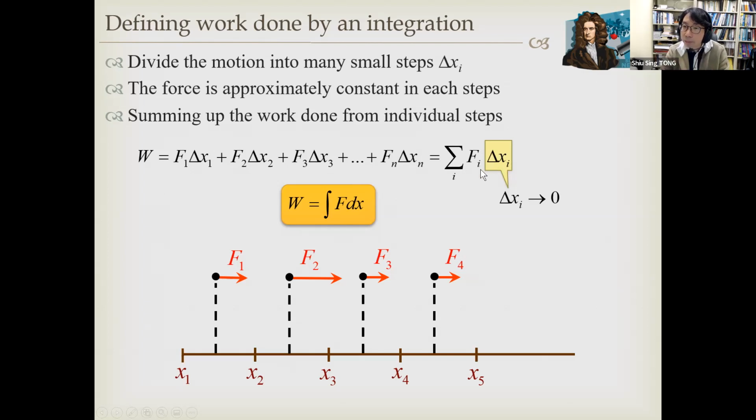And suppose we are using more and more steps now. So each of the steps is tending to 0. Suppose we are using an infinite number of steps, so each of the delta x will be tending to 0. And this summation is a Riemann sum that goes to the integral of f with respect to x. And so the work done is given by the integral of f with respect to x.